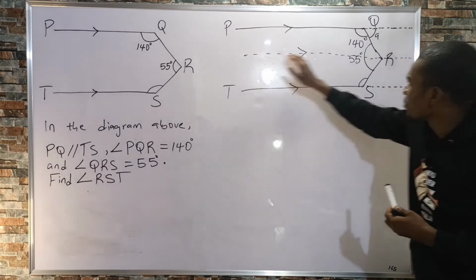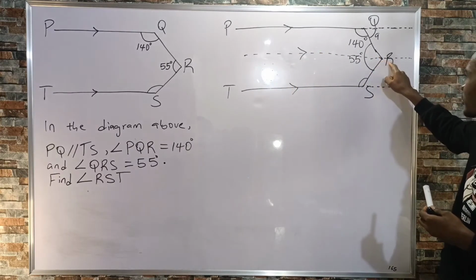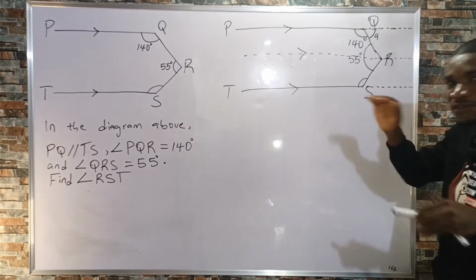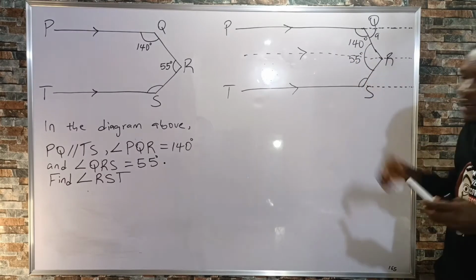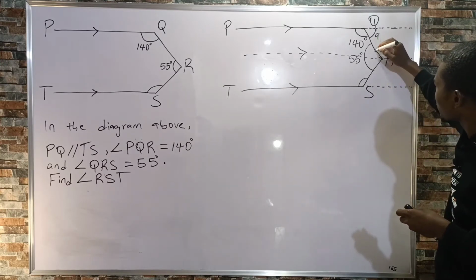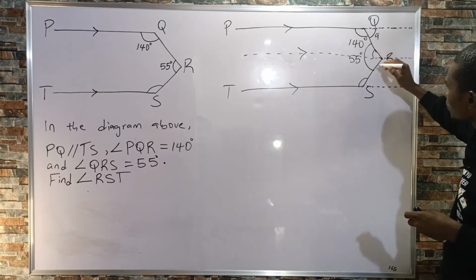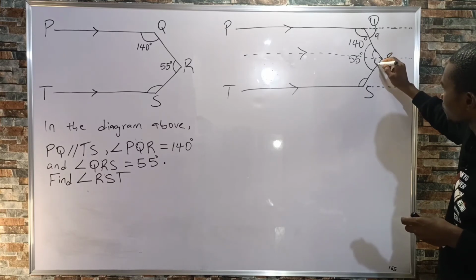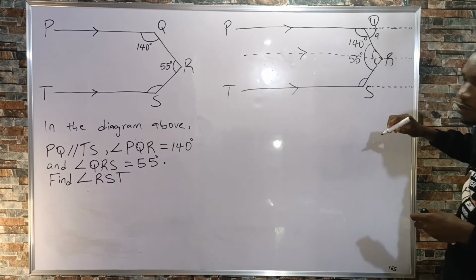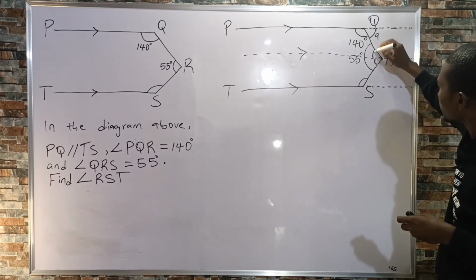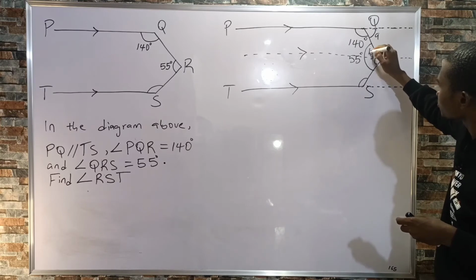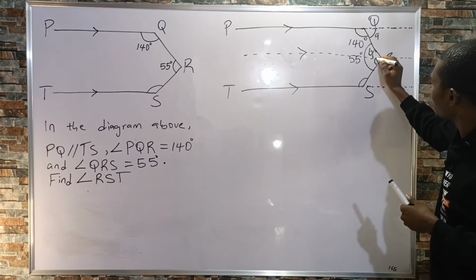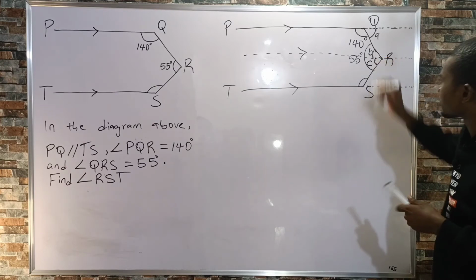And by making a projection that cuts the point of R, automatically this angle 55 degree is bisected or divided into two places, such that we have an angle from this point to this point and also an angle from this point to this point. Let me call the angle from this point to this point angle B, and also call the angle from this point to this point angle C.